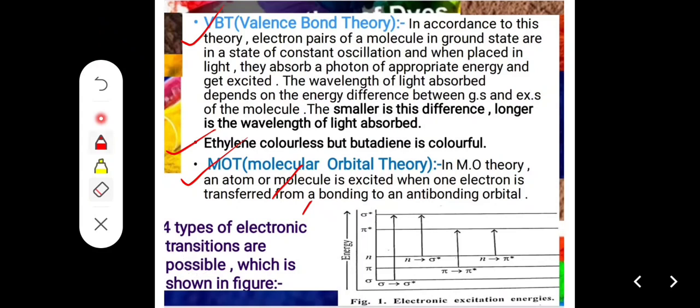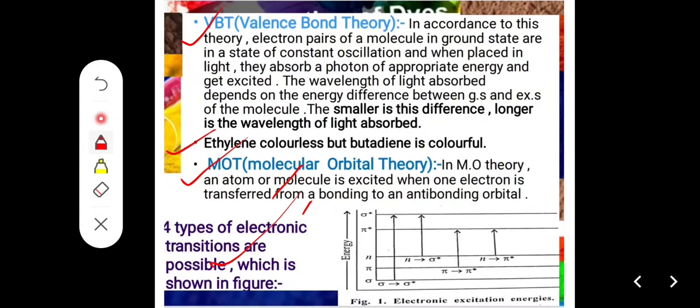There are 4 types of electronic transition possible. As we know, the selection rule is gerade to gerade, ungerade to ungerade only possible. Gerade to ungerade is not possible. So by this way, sigma is gerade, sigma star is ungerade, pi is ungerade, pi star is gerade. Basically here sigma to sigma star, pi to pi star, n to pi star, and n to sigma star can be possible.